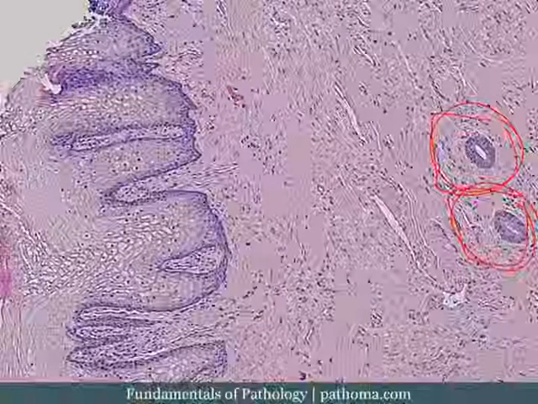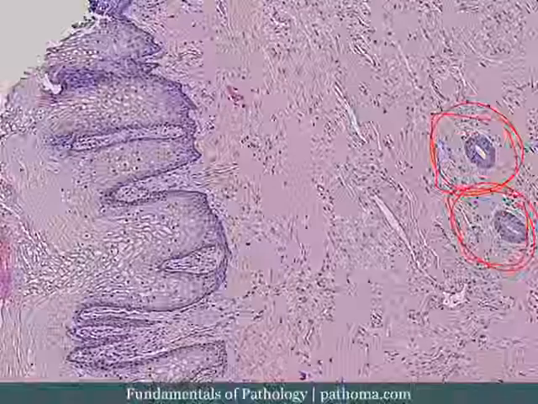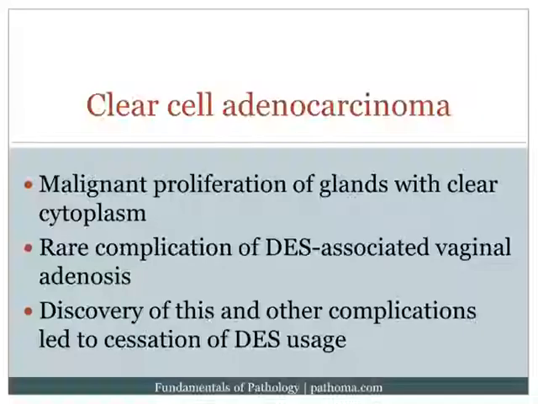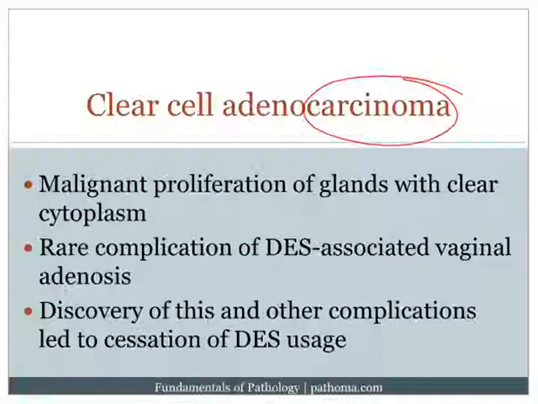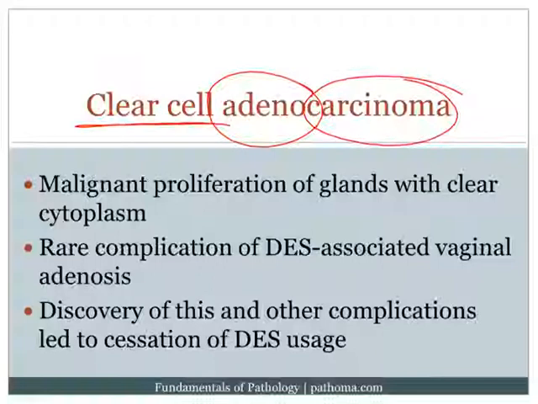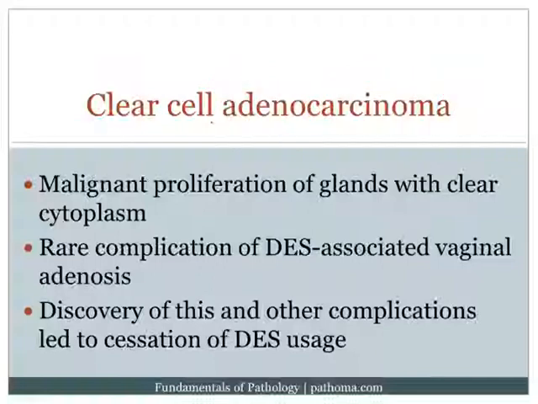Now, adenosis wouldn't be that big of an issue, but the key problem is that adenosis can lead to another complication, which is called clear cell adenocarcinoma. Carcinoma, of course, refers to a malignant proliferation of cells. Adeno refers to the fact that those cells are forming glands, and clear cell tells us that they have a clear cytoplasm. Essentially, the complication of adenosis is that women could develop clear cell adenocarcinoma later on in life. And this is a rare complication of DES-associated vaginal adenosis.